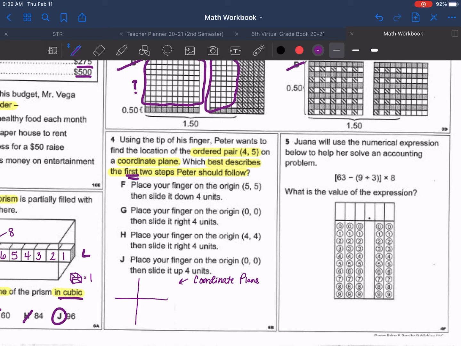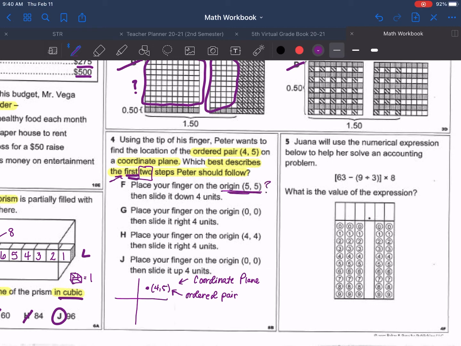This is all you really need to know for right now, except the fact that an ordered pair is a spot on the coordinate plane. So the 4, 5 is a spot on the coordinate plane. It's an ordered pair on the coordinate plane, and we need to figure out which one best describes the first 2 steps that Peter should follow. Let's make sure we focus on the first 2 steps. Those are our huge key words there.